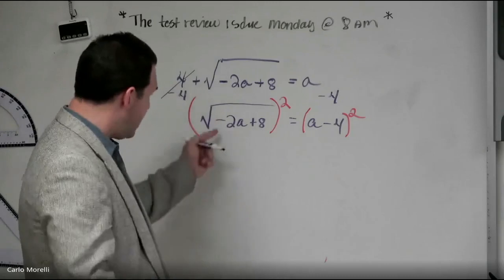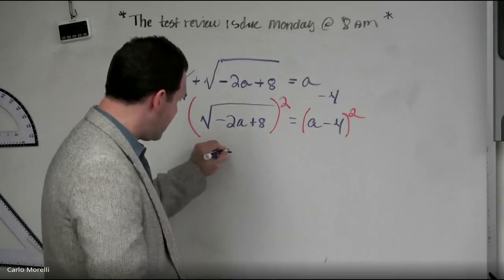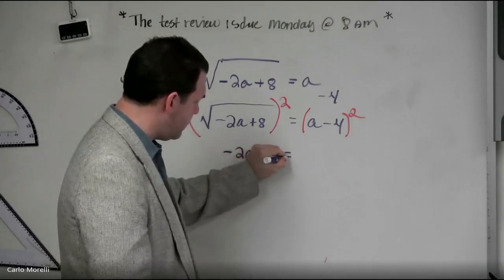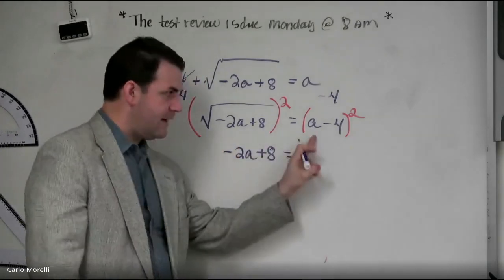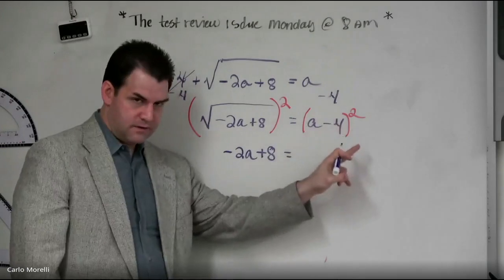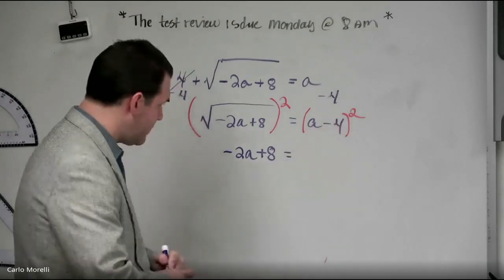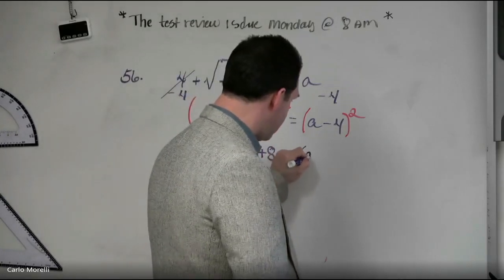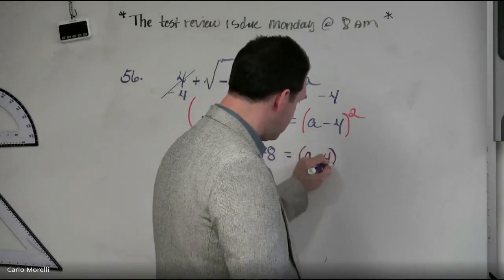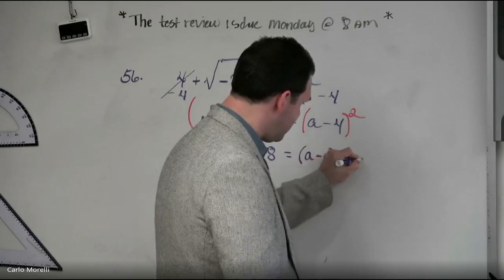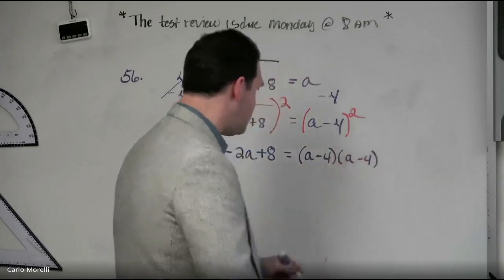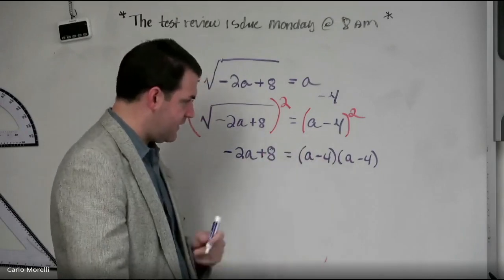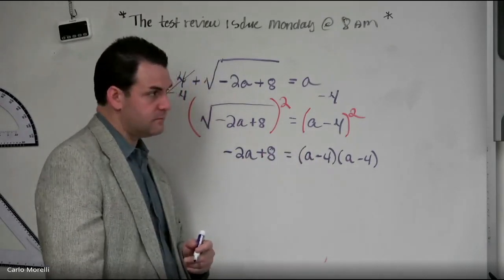So now all that we have on the left is negative 2a plus 8 equals, now, a minus 4 squared. Okay, a minus 4 squared is open parentheses a minus 4, close parentheses, open parentheses a minus 4. Anything you see squared must be written out as that thing times itself. Okay?